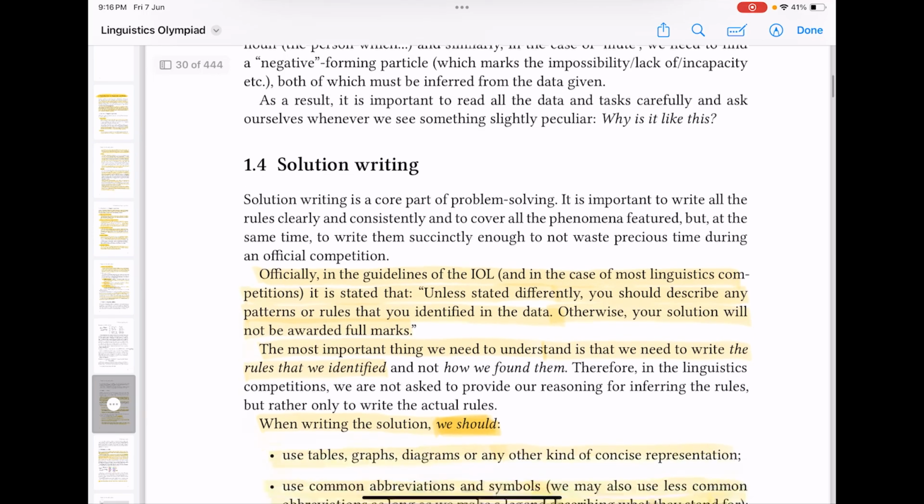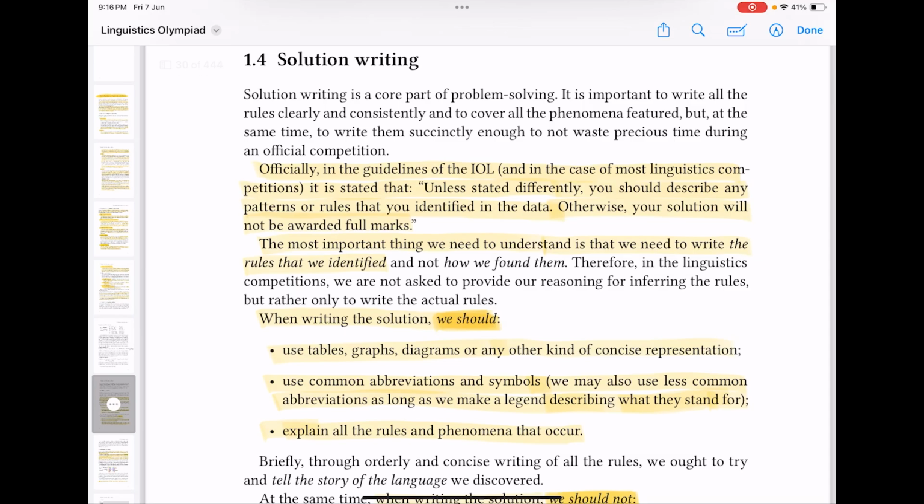So now, in the next video, we'll be covering solution writing. Of course, we don't have much introduction to even linguistic problems, so I'll just be giving a very brief overview on how a solution should be written. We'll also be uploading walkthroughs of problems, so stay tuned, I guess.